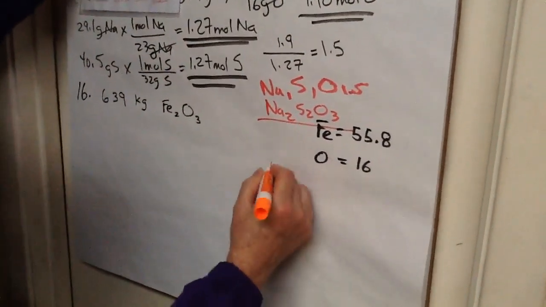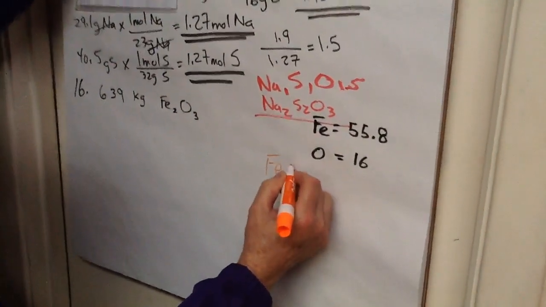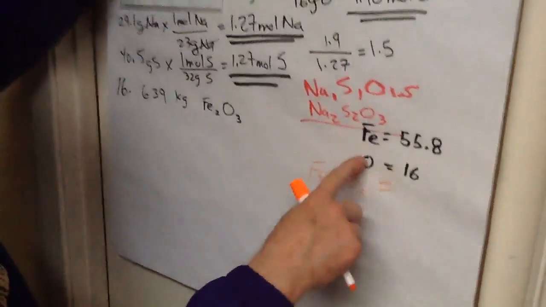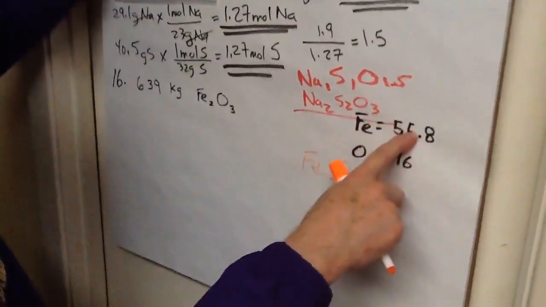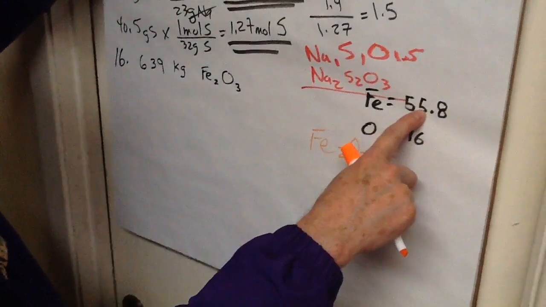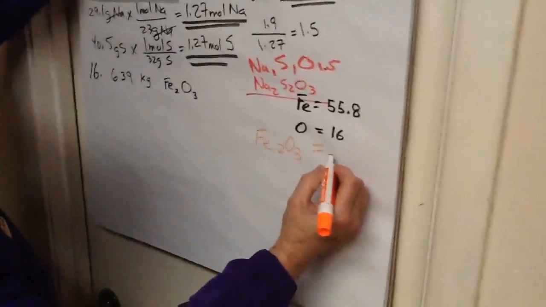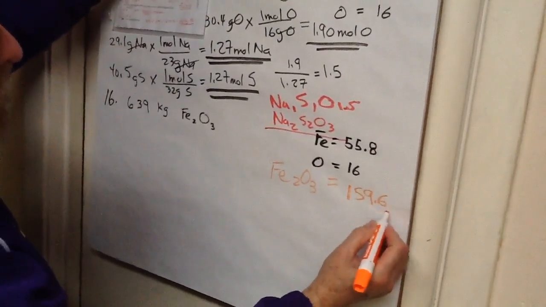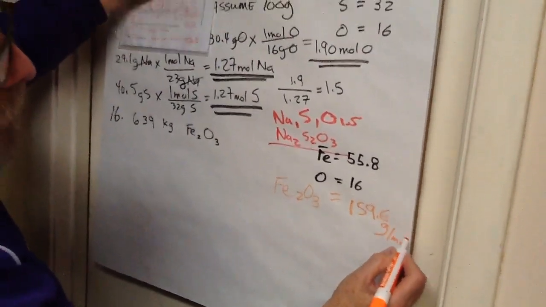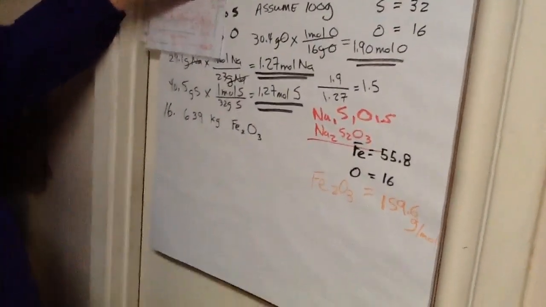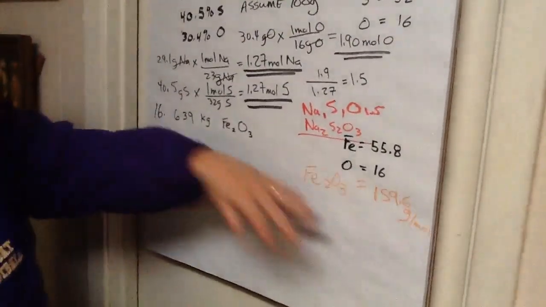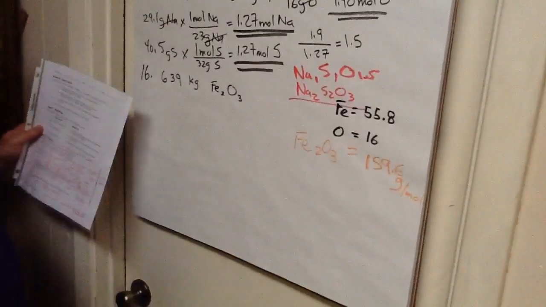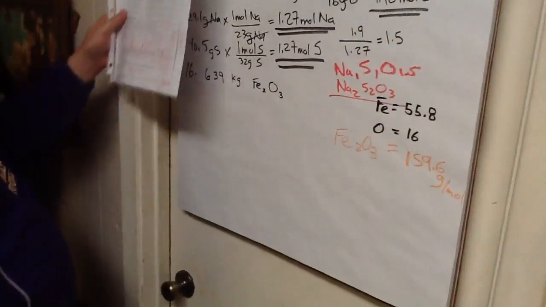And if you look at the formula mass, Fe2O3, I take 3 oxygens, 48, and 2 irons, 111.6, and I get 159.6 grams per mole are my units. You know, all I did was add the atomic masses in the proportions according to the subscripts. Now I have 639 grams.